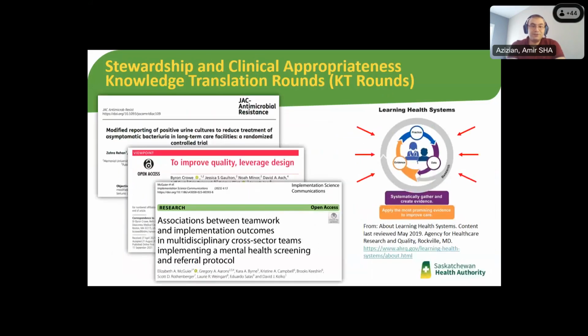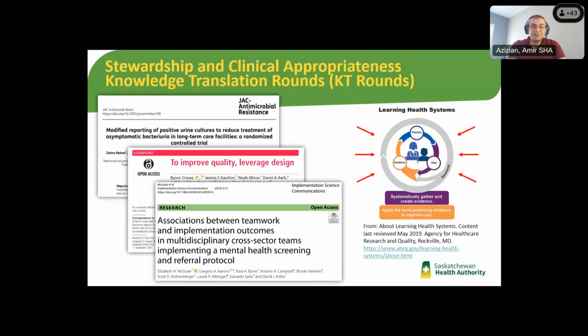Another example of a learning health system activity within the clinical excellence portfolio is the Stewardship and Clinical Appropriateness Department's knowledge translation rounds, or the KT rounds. These monthly meetings are aimed at sharing educational materials and resources in various fields, including implementation science, quality improvement, design thinking, biostatistics, clinical management, and more.